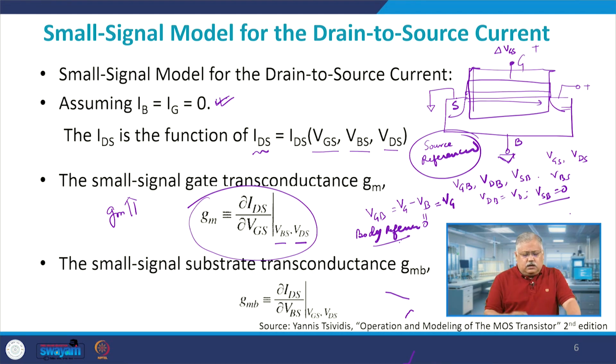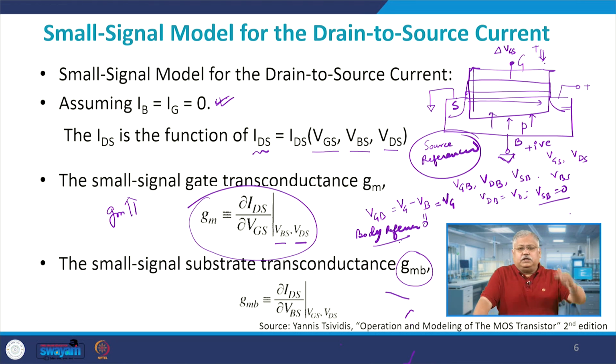Let us look at the second transconductance, and this is known as GMB, that is the gate substrate transconductance, which means that if I vary my VBS, as I told you in my previous discussion also, I would see a change in the value of IDS. Why? Because let us suppose this is a p-type substrate, you make it positive, then you are pushing the holes inside, and therefore you require a larger gate voltage to switch on the current.